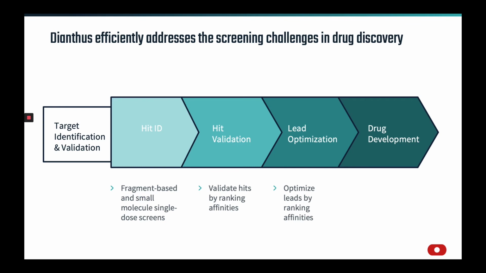So really, Dianthus can efficiently address the screening challenges that researchers face in doing drug discovery. Most importantly, Dianthus can help with hit identification, doing fragment-based and small molecule single-dose screening. You can further go on to do hit validation by doing full affinity curves with Dianthus and further validate and rank the affinity of your positive hits, and then transfer those to lead optimization, where you can do a deeper characterization and work to optimize the affinity of those lead candidates that will go on to further drug development and hopefully become new and novel biotherapeutics.